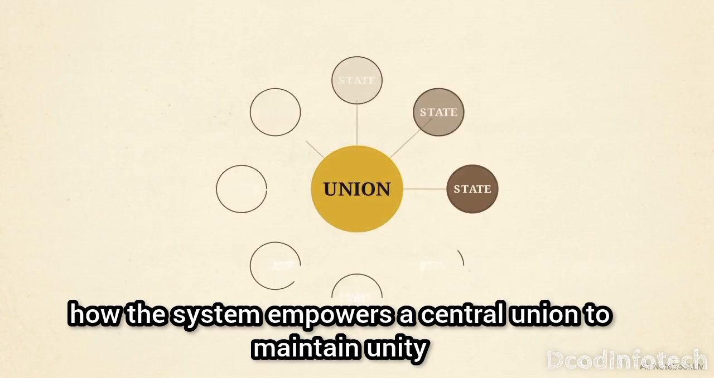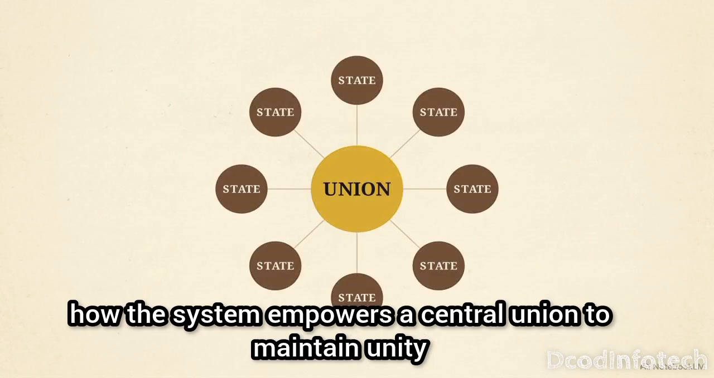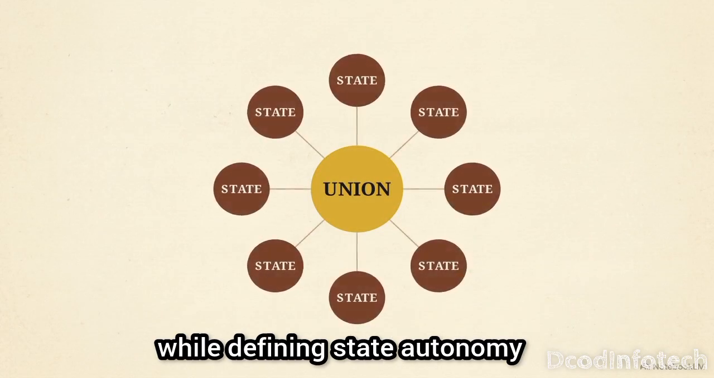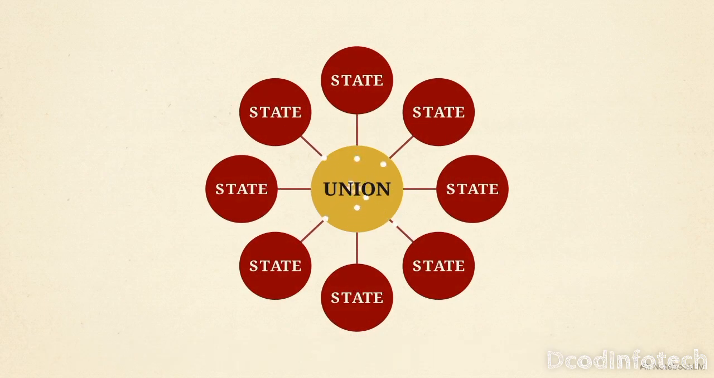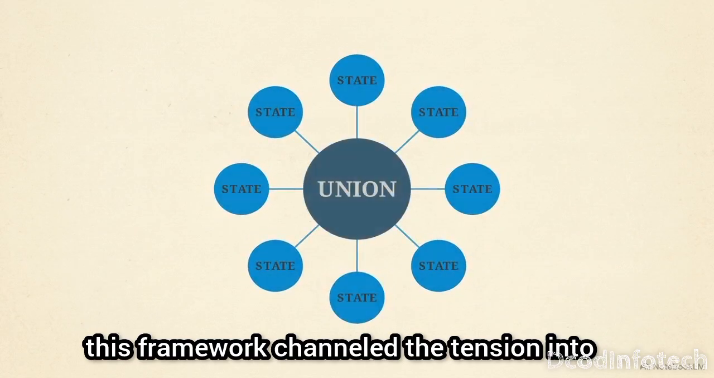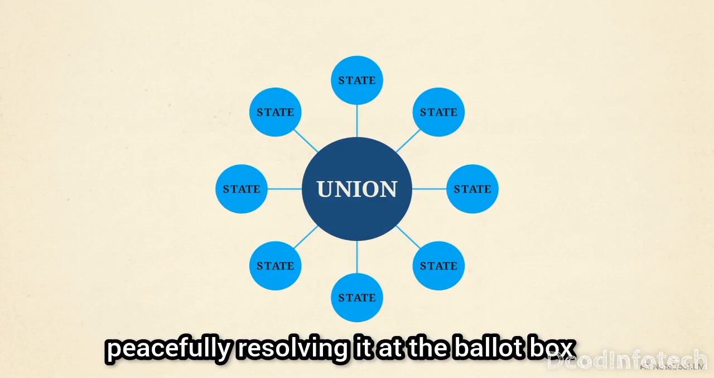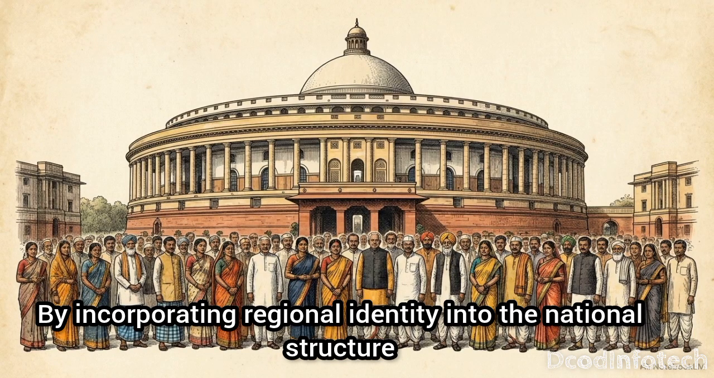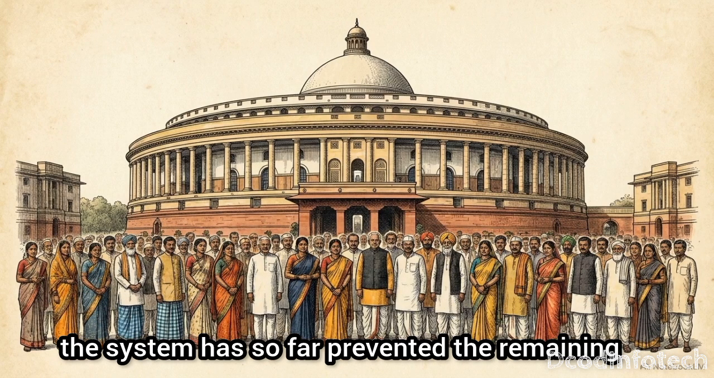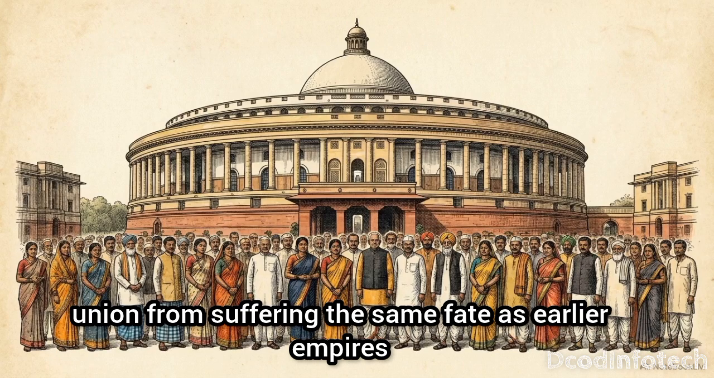This diagram shows how the system empowers a central union to maintain unity while defining state autonomy. When regional parties surged in power in the 1980s, challenging the center, this framework channeled the tension into the electoral process, peacefully resolving it at the ballot box. By incorporating regional identity into the national structure, the system has so far prevented the remaining union from suffering the same fate as earlier empires.